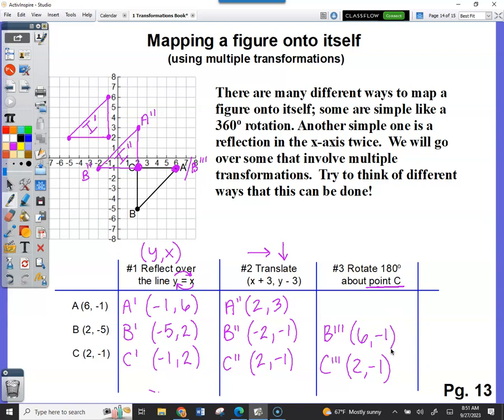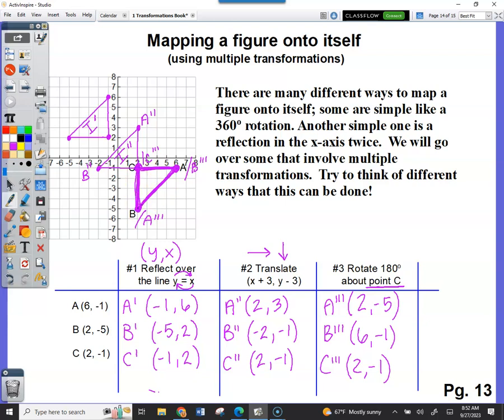And then A double prime rotates and lands right here. So this is also A triple prime. And that becomes 2, -5. C triple prime is this right here. It doesn't move. So once we rotate it, I'm going to make this thicker because now it would land right back there.